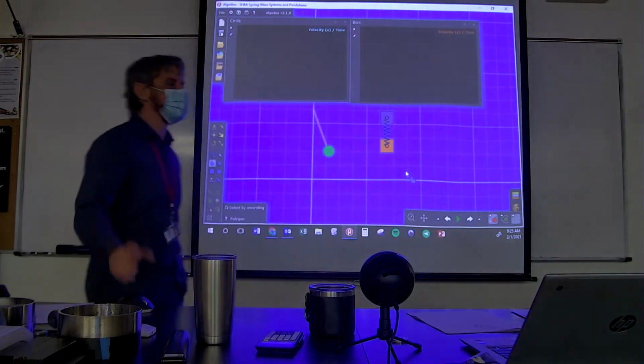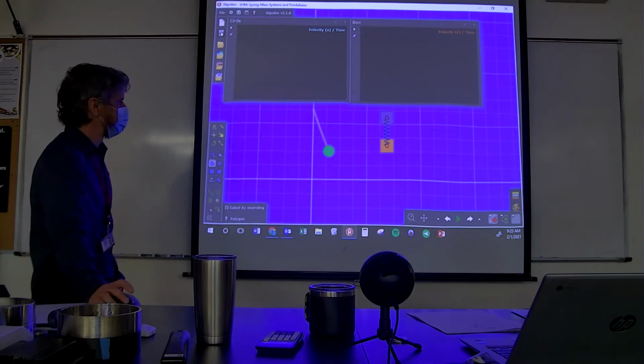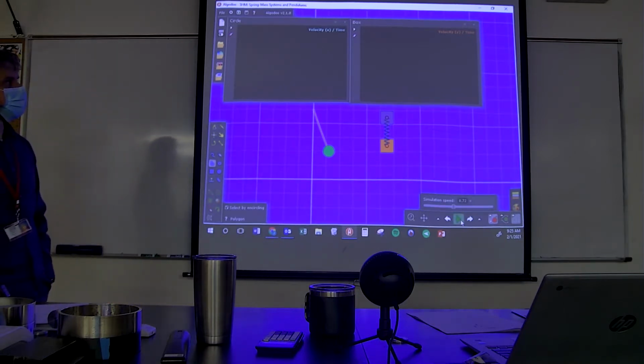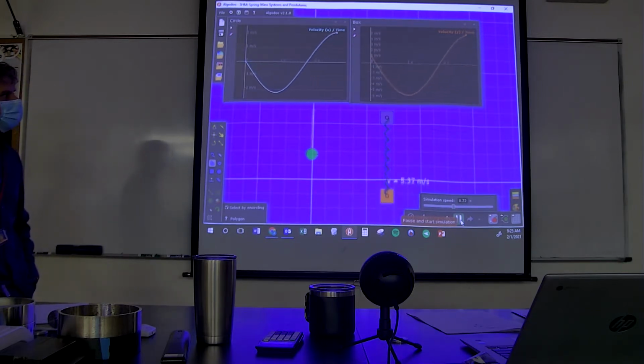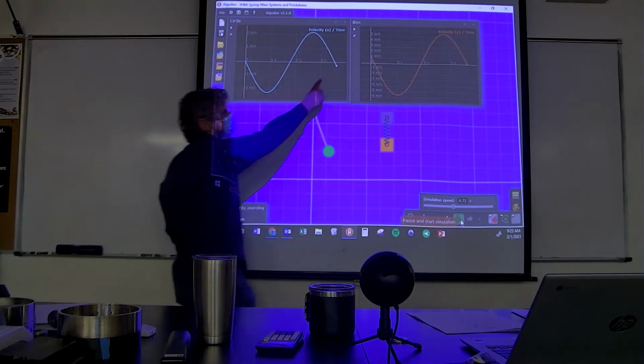So whenever I play the mass spring oscillator and the pendulum at the same time and plot their velocity versus time graphs, I get what I expect. I did make it so that these guys have pretty much the same period, not exactly, but pretty close to the same period.